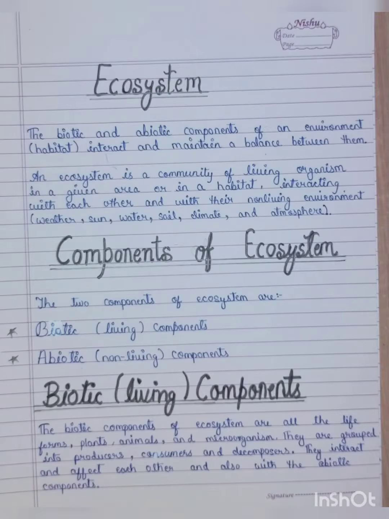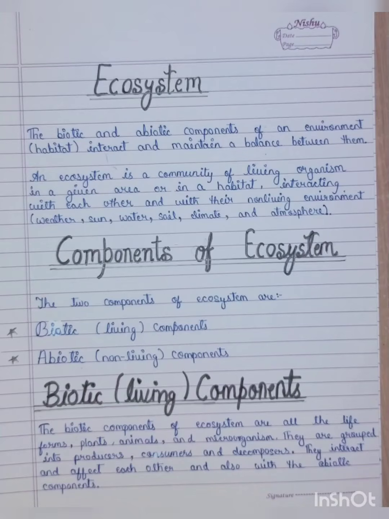Second is ecosystem. The biotic and abiotic components of an environment or habitat interact and maintain a balance between them. An ecosystem is a community of living organisms in a given area or in a habitat interacting with each other and with their non-living environment: weather, sun, water, soil, climate and atmosphere.